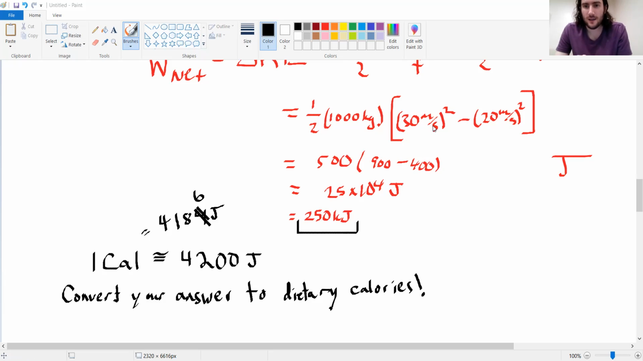About 60 dietary calories. So now we have grounds for comparison, right? This would have you believe that this 250 kilojoules, or 250,000 joules, is not that much energy. And it really isn't that much energy.